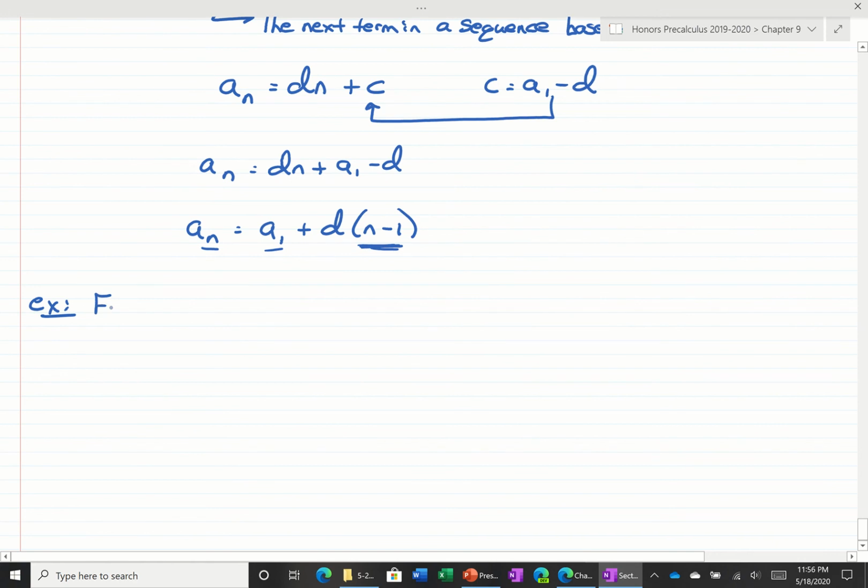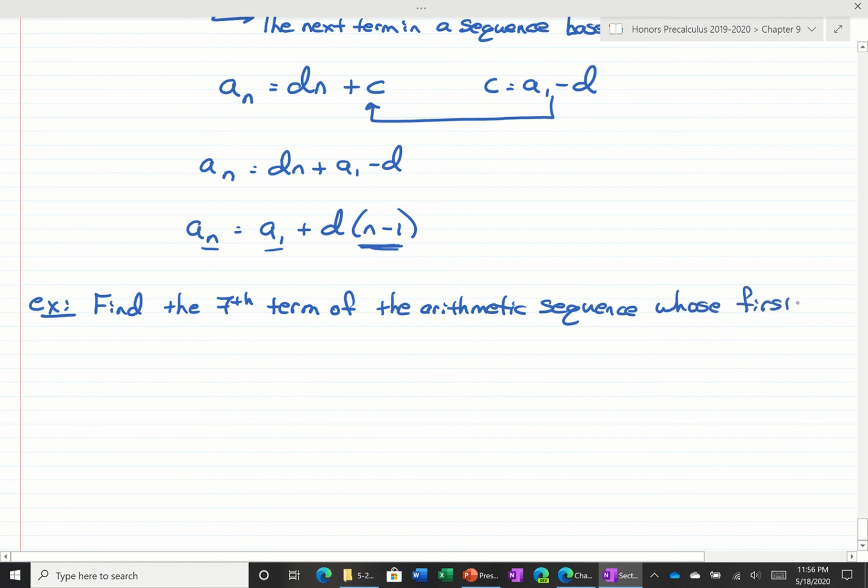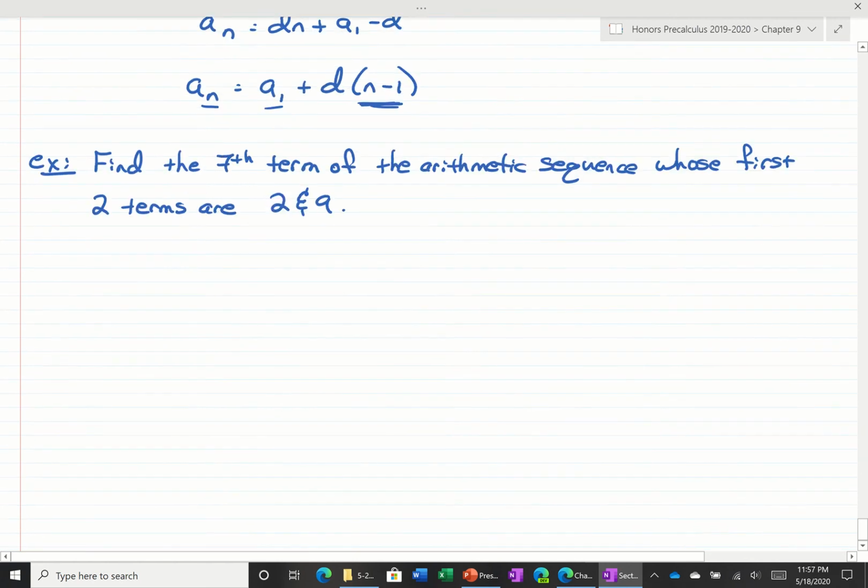This will be the last example. Let's find the seventh term of the arithmetic sequence whose first two terms are 2 and 9. Now, we know that the first term is 2, right? If those are the first two terms, it's an arithmetic sequence, so we do have d. d would be the common difference, 9 minus 2, so we get that d is equal to 7.